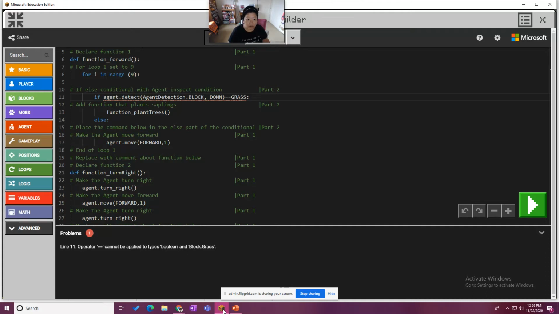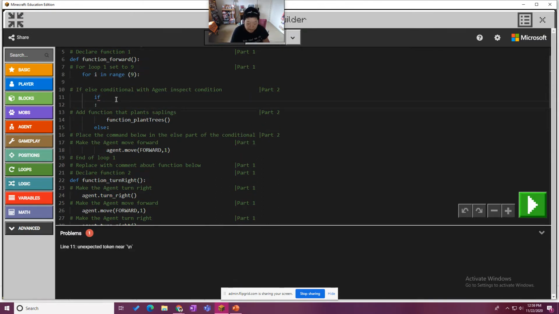Okay, so let's see. So we used, oh, this is agent detect. Wrong one. Okay, so the debugger is saying in line 11, the operator equals equals cannot be applied to types of Boolean and block grass. That's fine. I actually picked the wrong one because I picked agent detect instead of agent inspect. All right, so let's get that out of the way.